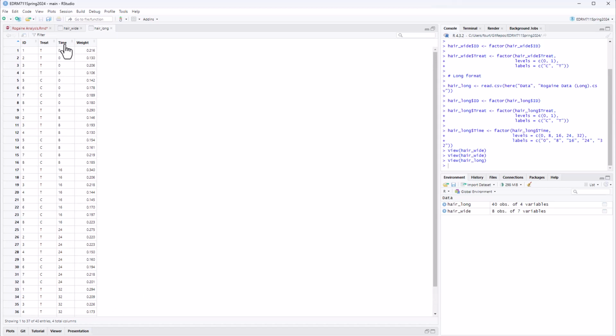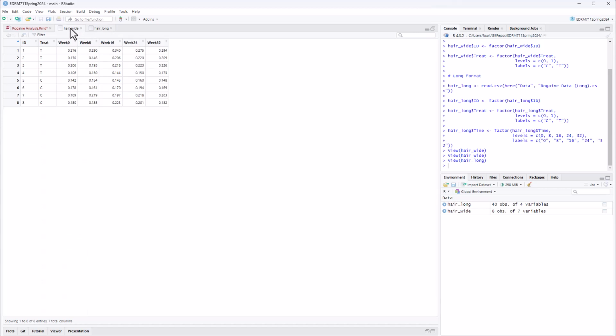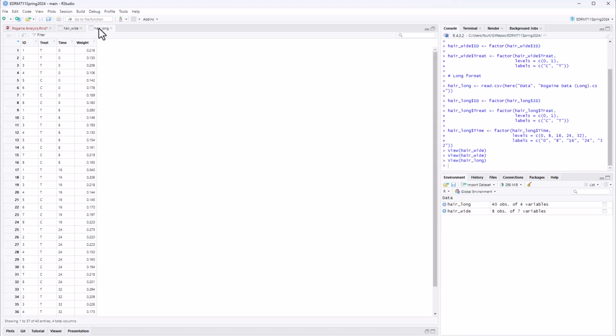So time is not independent. That is, the times are not independent. Individuals are going to appear at every time, but treatment is independent. All right, so we really have one between subjects factor, treatment, one within subjects factor, time, and then our quantitative response measure, which is weight, in wide format and long format.